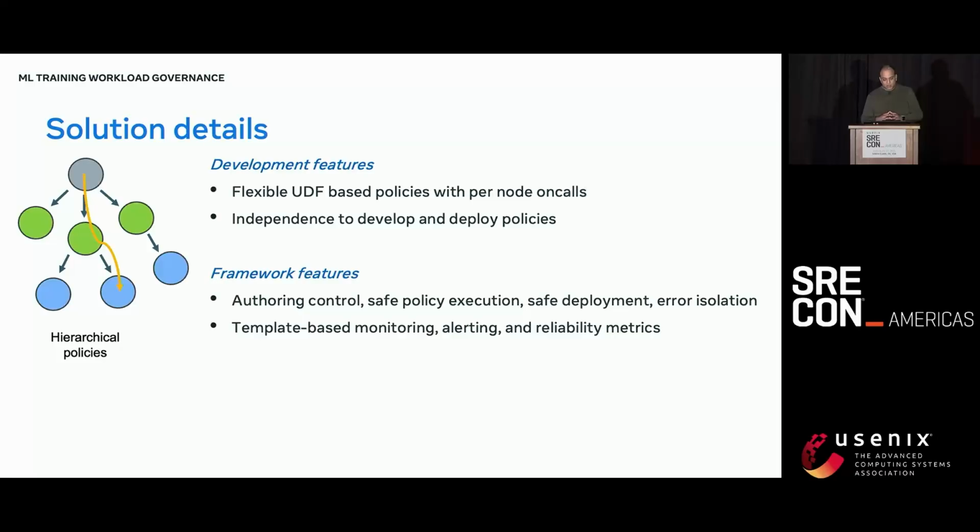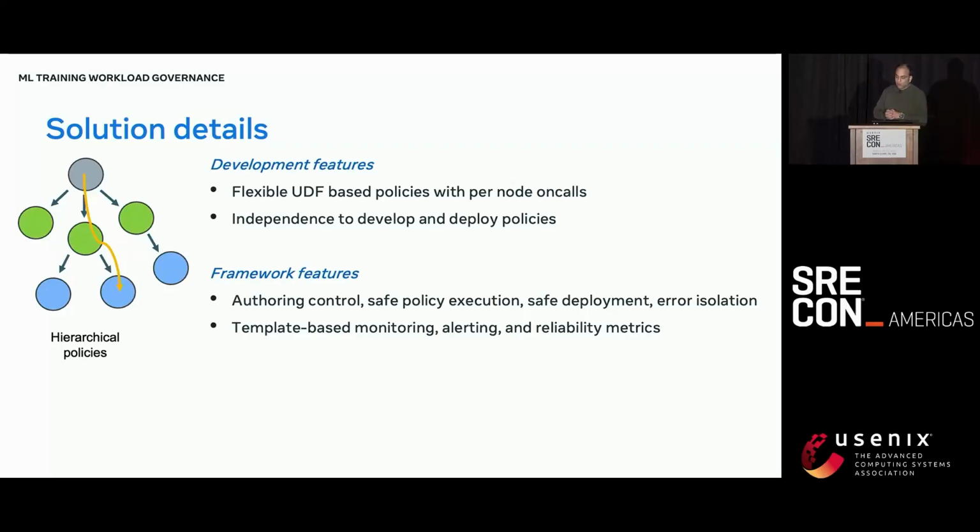A little bit more about the solution detail. How did we envision our teams to use this solution? Firstly, we wanted them to be independent. We wanted them to be able to roll out their policies their own way and own it. Secondly, we wanted them to be able to use all the state information in their tools.